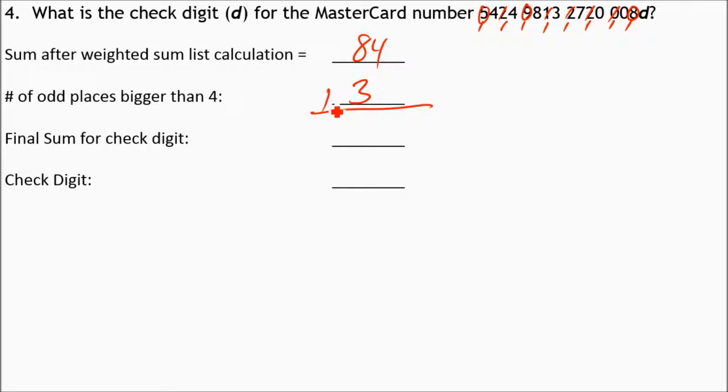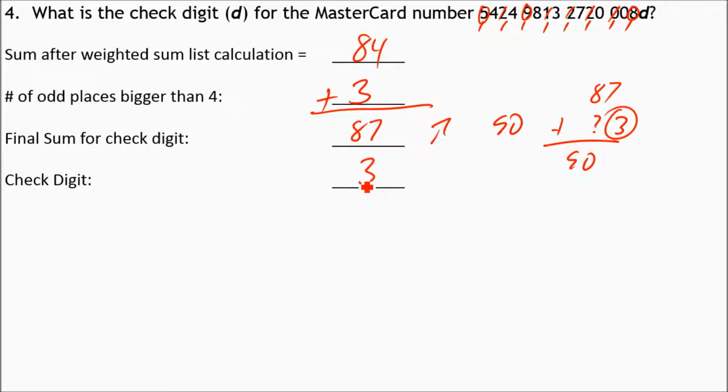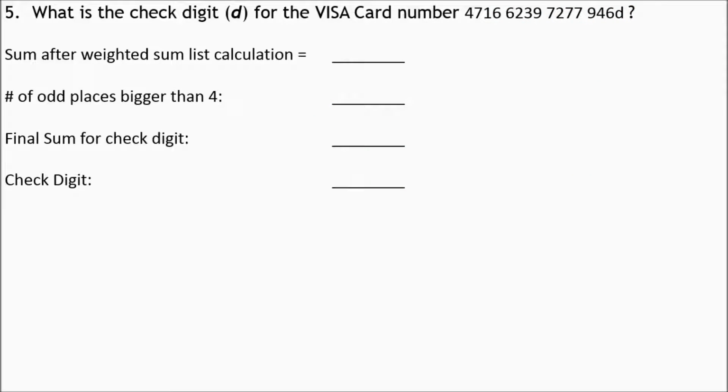The final sum for the check digit, 84 plus 3 is 87. And then we're going to round that up to 90. And so it's 87 plus what gives us that 90, and that would be a 3. And there's our check digit. Nice and simple. Next one.